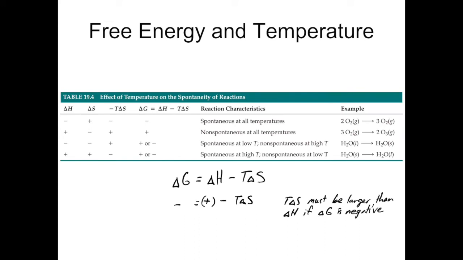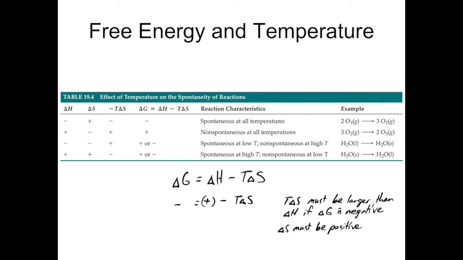Something else also gets revealed here. Because there's a negative sign in front of the T delta S term, we know that the sign of delta S must be positive if we're going to have a negative delta G. So we know that the entropy change for ammonium nitrate dissolving must be positive. There must be an increase in entropy.